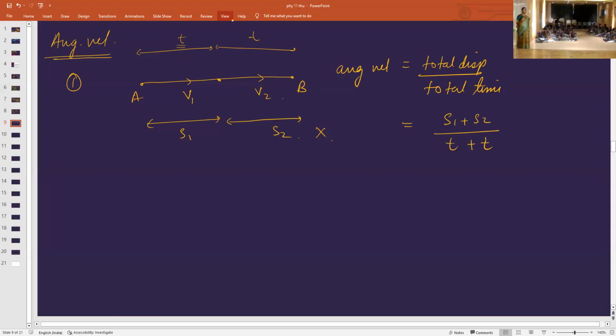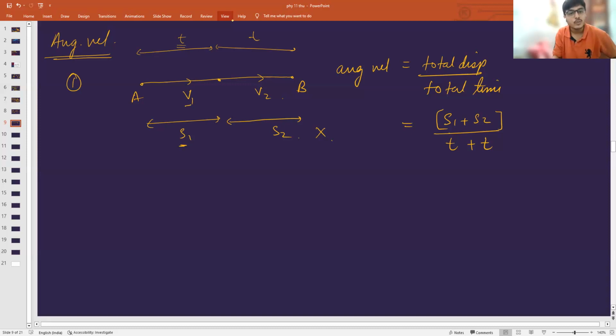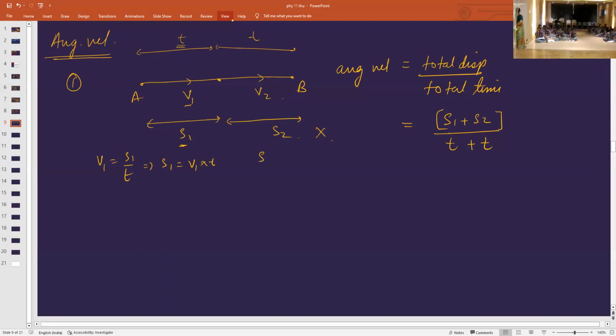But S1 plus S2 we don't know. Can we calculate this distance S1? We know V1, we know T. So isn't V1 equal to S1 by T? So S1 will be V1 times T. Right? Similarly, S2 is V2 times T. Yes or no?